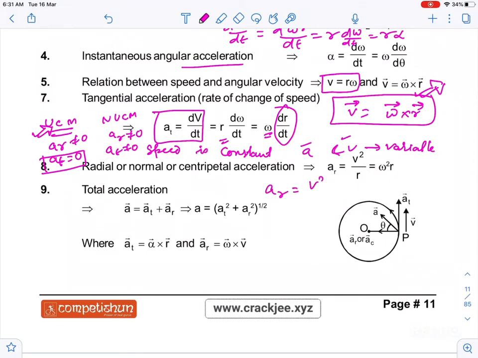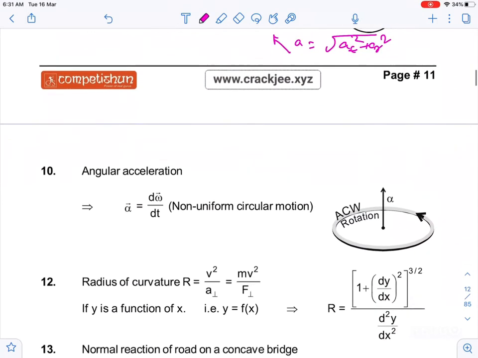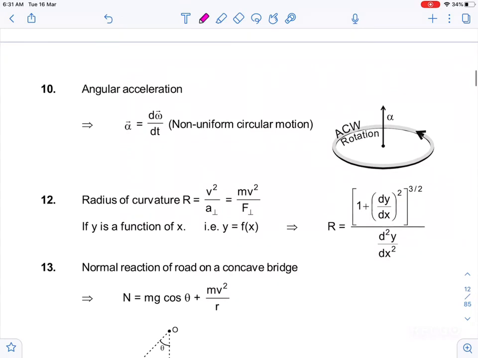Now net radial acceleration, always keep in mind v square by r. So the resultant of this: suppose this is centripetal acceleration or radial acceleration, this is tangential acceleration, this is non-uniform circular motion. I have taken non-uniform circular motion, and the resultant A can be written as under root of at square plus ar square. This resultant is the net acceleration in circular motion. Okay, you have to keep in mind.